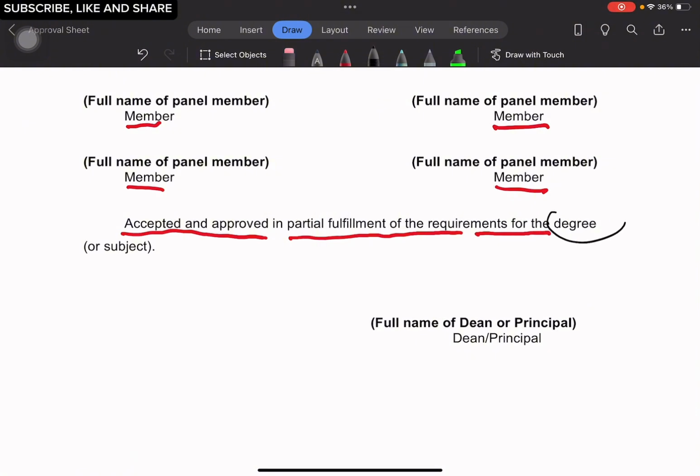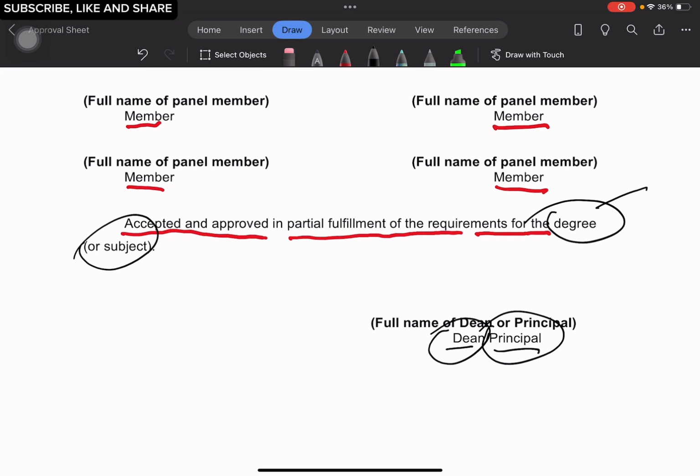In partial fulfillment of the requirements for the. This part will again be considered as a variable. It's either a degree or the subject where you are writing your research paper. And then the last part will be the full name of the dean or principal. So you should not use both. You have to be familiar with the title of the head of your college. Whether you're in the senior high school, then you should use principal. If you are in the college level, even in the graduate school level, taking up your master's or doctorate degree, then you should use dean.